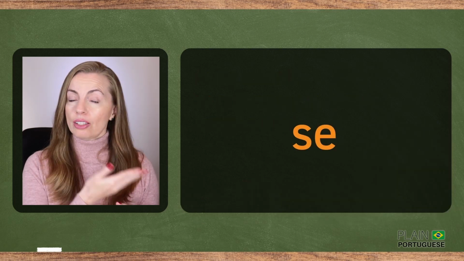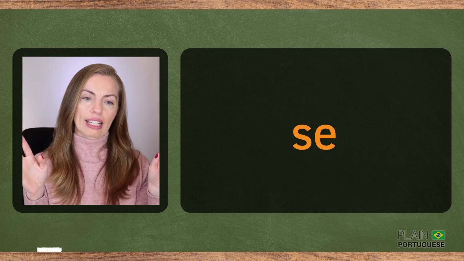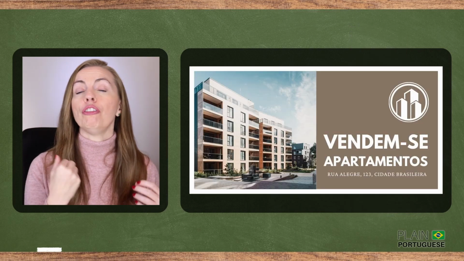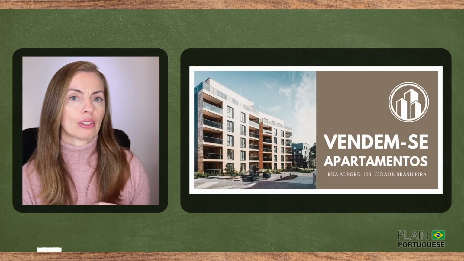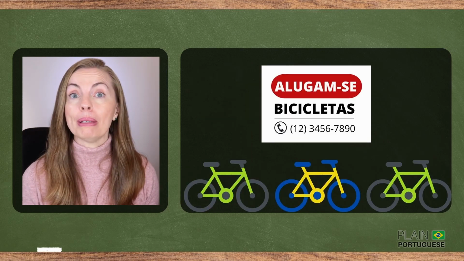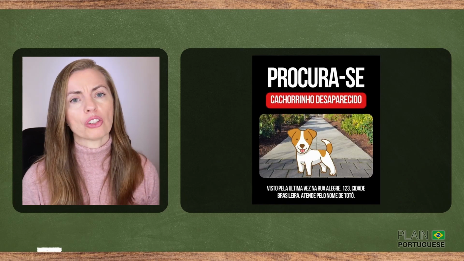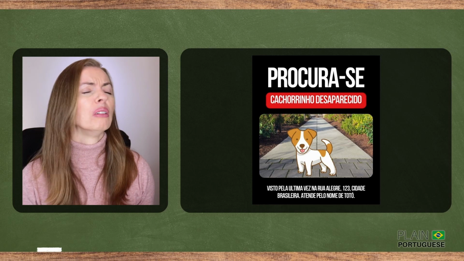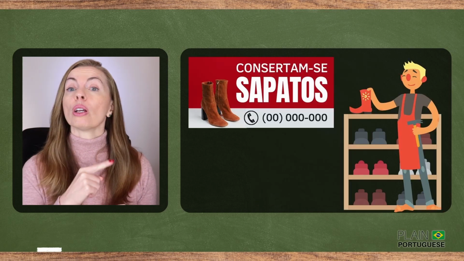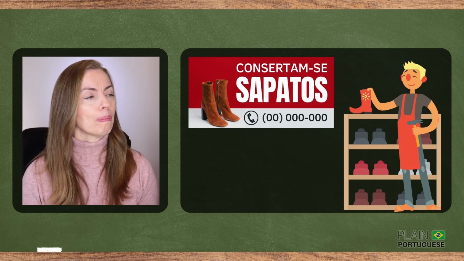You will see this use of se in signs all over the city, such as vende-se apartamento, vendem-se apartamentos, alugam-se cadeiras de praia, alugam-se bicicletas. Procura-se um cachorrinho desaparecido. Ah, por fim. Consertam-se sapatos.